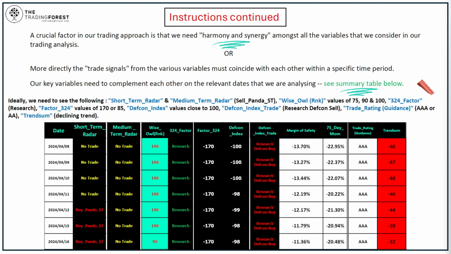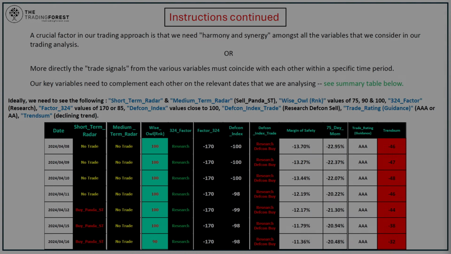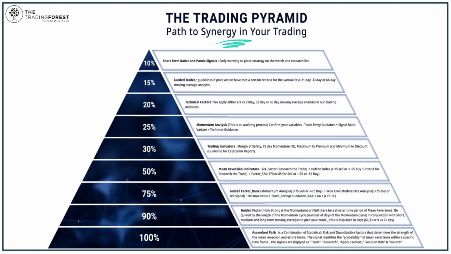Our instructions continued. A crucial factor in our trading approach is that we need harmony and synergy amongst all the variables that we consider in our trading analysis. Or, more directly, the trade signals from the various variables must coincide with each other within a specific time period. Our key variables need to complement each other on the relevant dates that we are analyzing. The summary table shows this. Our trading pyramid symbolizes our path to synergy in your trading journey.